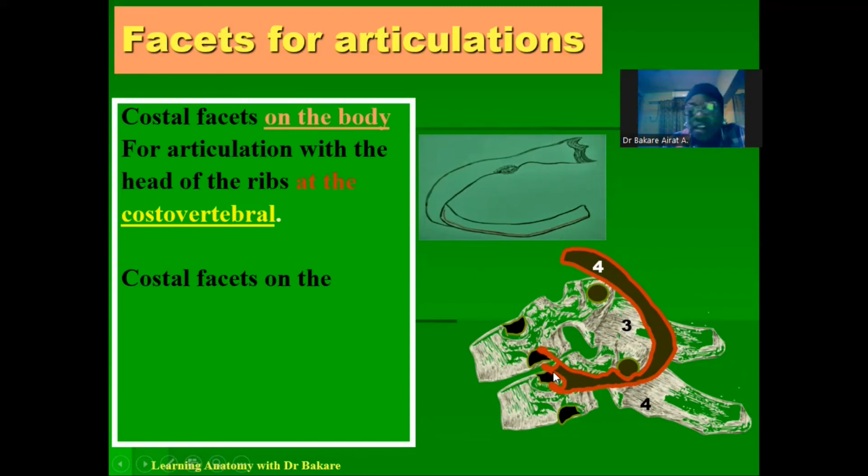So at this joint, we have the costovertebral joint, which is the joint that is created between the rib and also the thoracic vertebra. And this is the costovertebral joint created between the head of the rib and also the body of the thoracic vertebra.